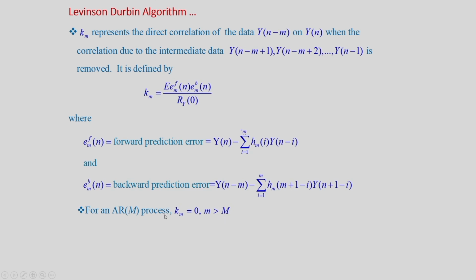So, this partial correlation coefficient can be used as a test for the order of the AR process. We discussed in the earlier class how to determine the order of a moving average process. Similarly, the order of an AR process can be determined by examining the Km sequence.